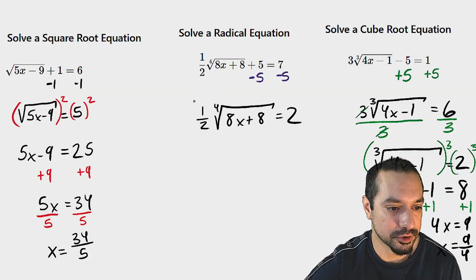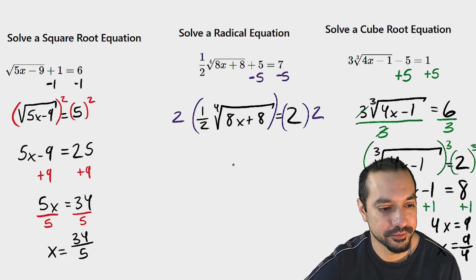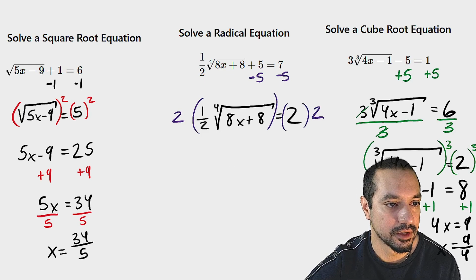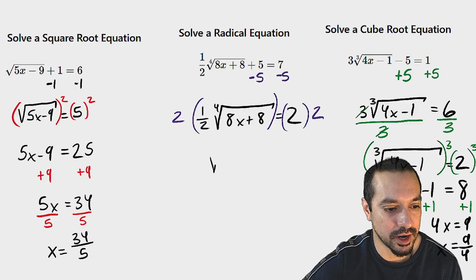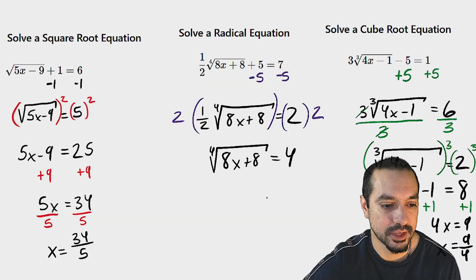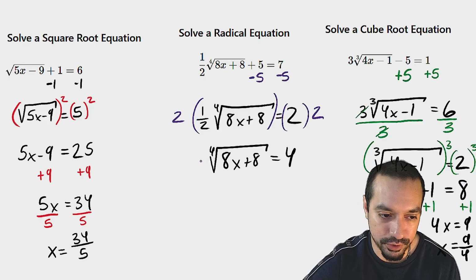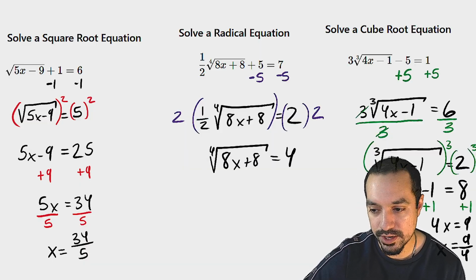From here, I'm going to multiply everything by 2 to cancel out the 1/2. And so our radical gets isolated at that point. We get the fourth root of 8x plus 8 equals 4. And I'm going to go ahead and cancel out the radical. So because we have a fourth root, we want to go ahead and take that to the fourth power.